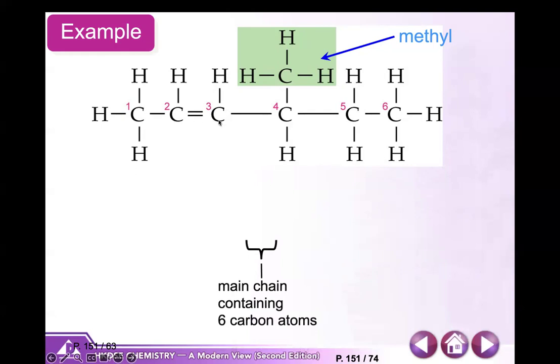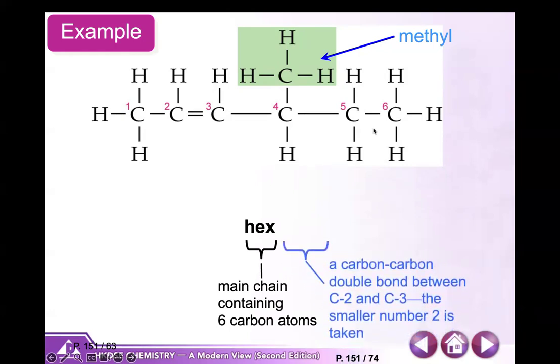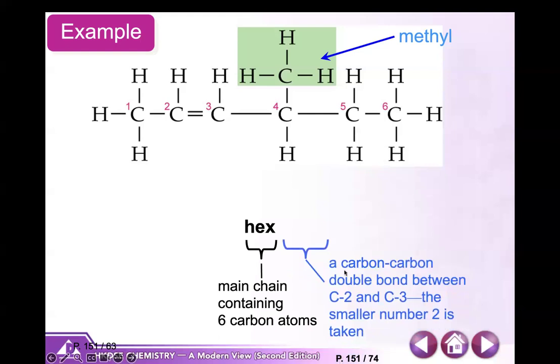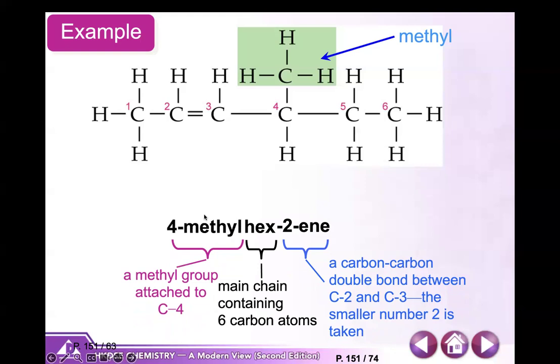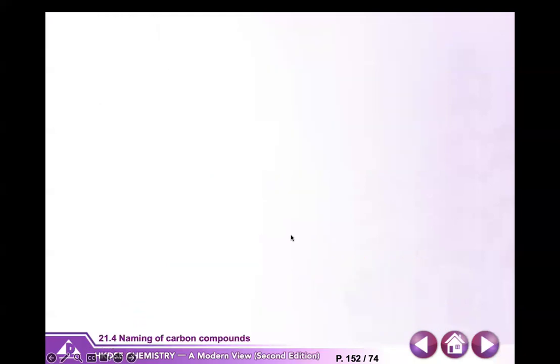So we have a 6-carbon chain, 6 carbon atoms in the chain, so it starts with hex. And then there is a double bond at the 2nd and 3rd carbon. The smaller number is 2, so we take 2, and it has 2-ene. There is also a prefix, which is about the substituent. It is the methyl group at the 4th carbon. So we have 4-methyl hex-2-ene. This is the prefix, and this is the root, or what we call the parent chain.